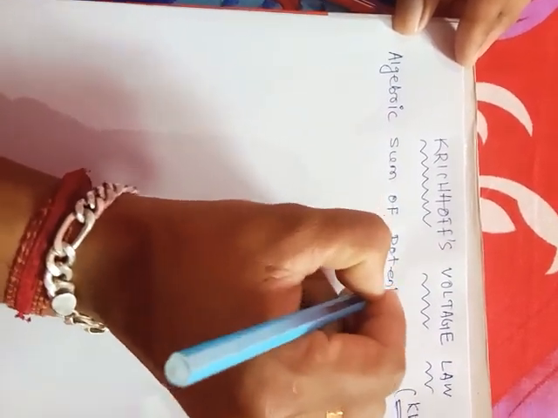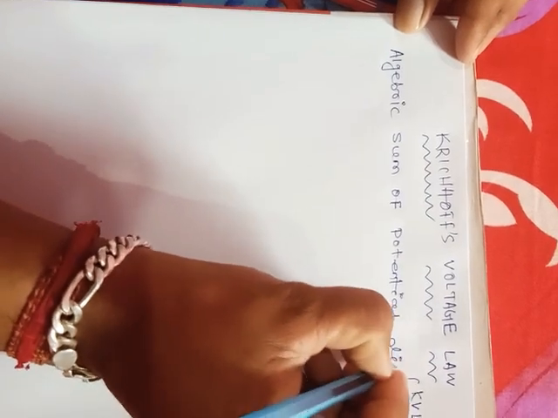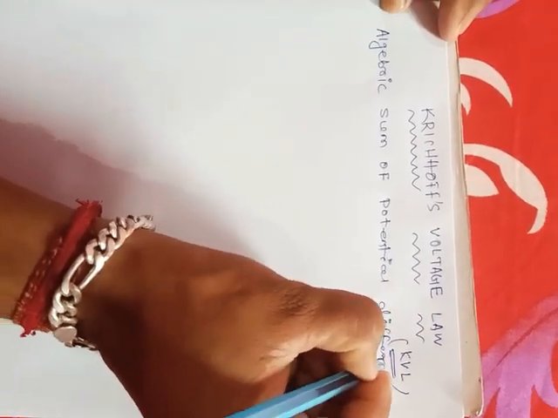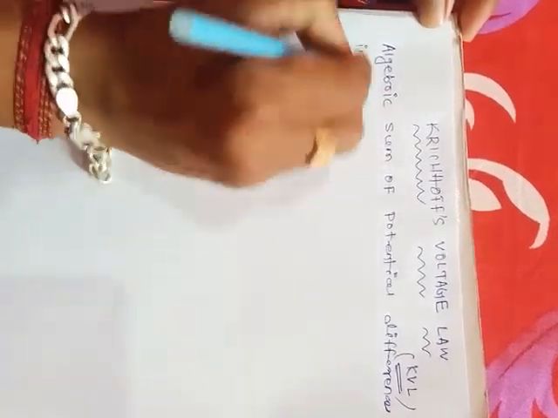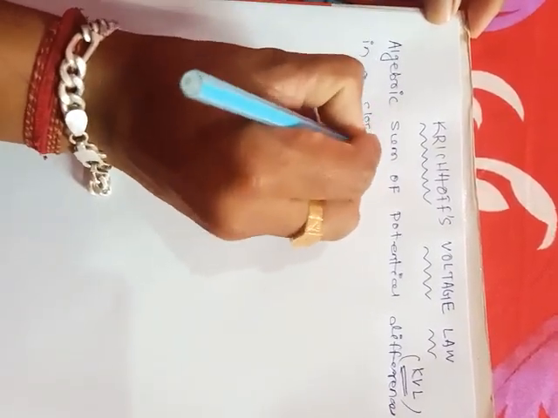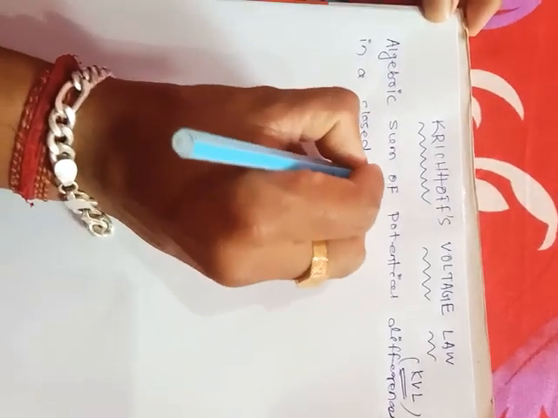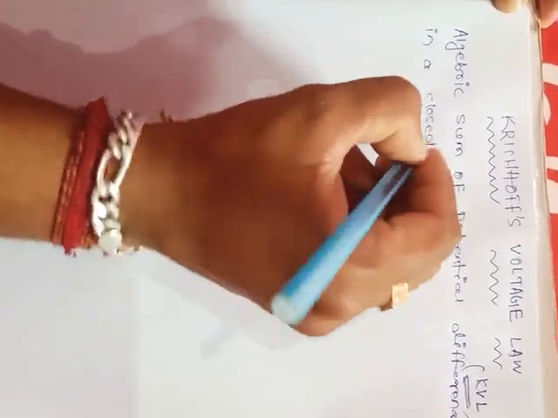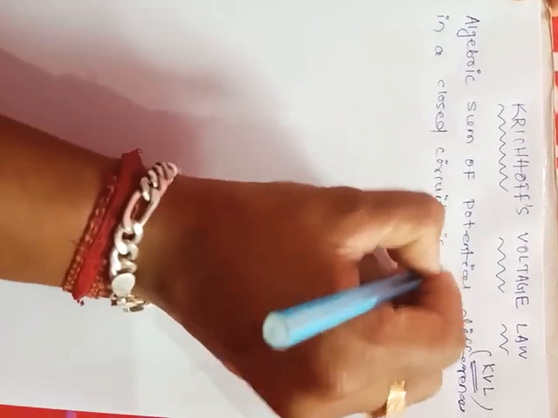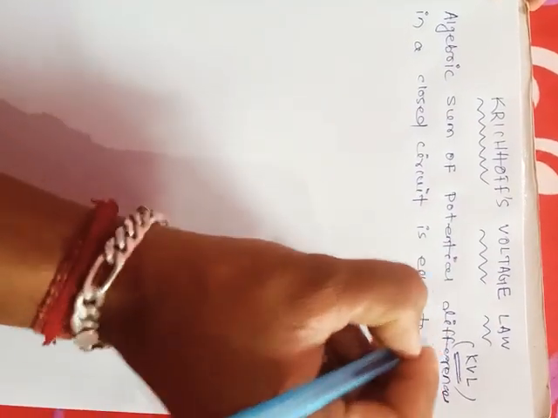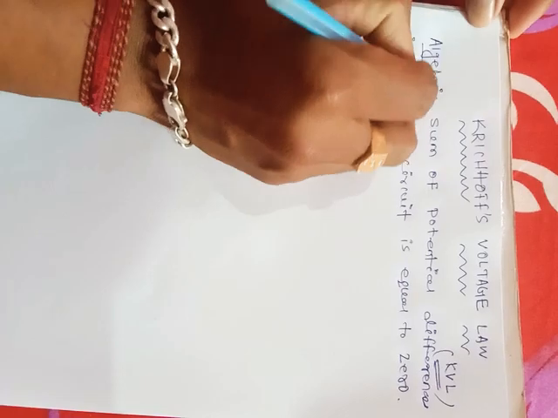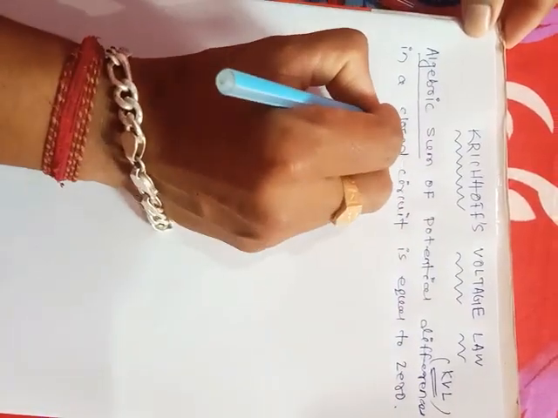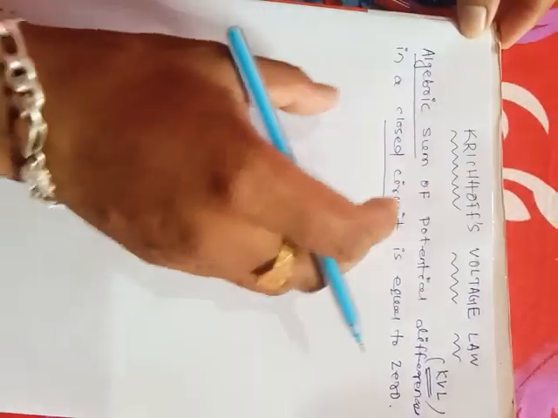The algebraic sum of potential differences in a closed circuit is equal to 0. The highlighted parts are the algebraic sum and the closed circuit. These are the most important parts of this law.